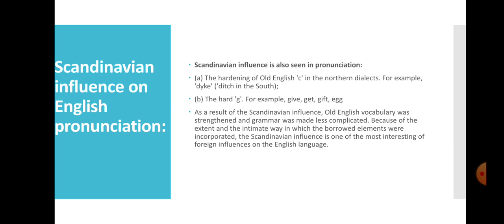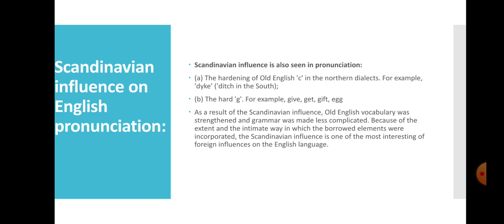As a result of Scandinavian influence, Old English vocabulary was strengthened and grammar was made less complicated. Because of this Scandinavian influence, English vocabulary got strengthened. So many words were adapted into the English language. We have seen earlier, right? So many Scandinavian words entered into English vocabulary, and English vocabulary and grammar got strengthened, and it was made less complicated with the omission of inflectional endings.